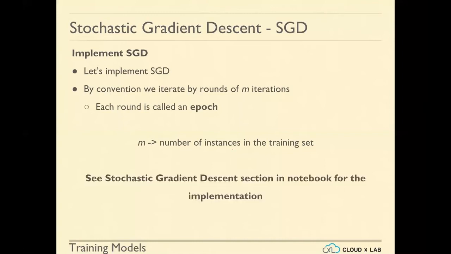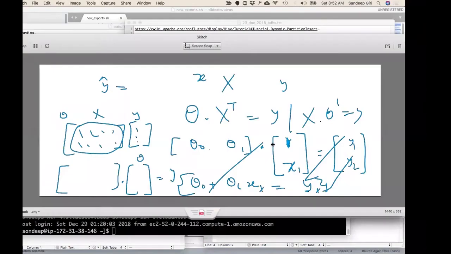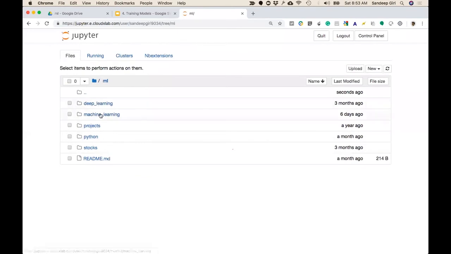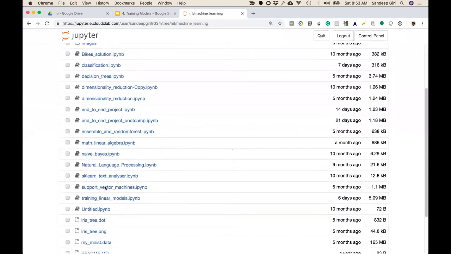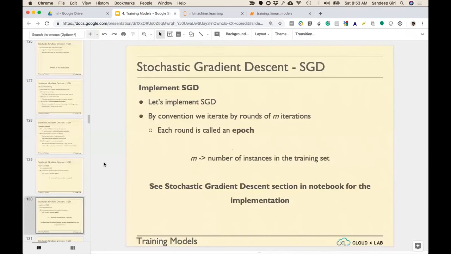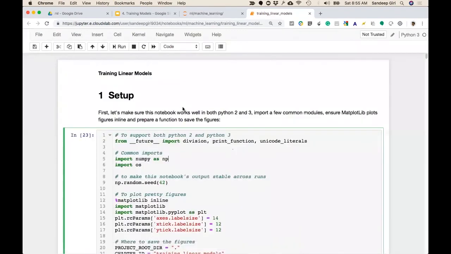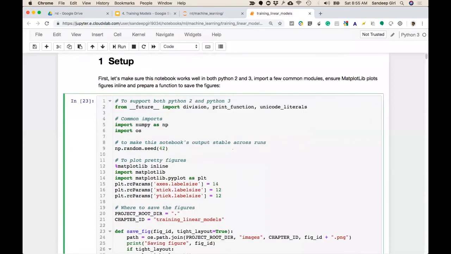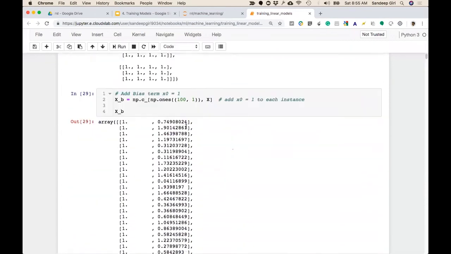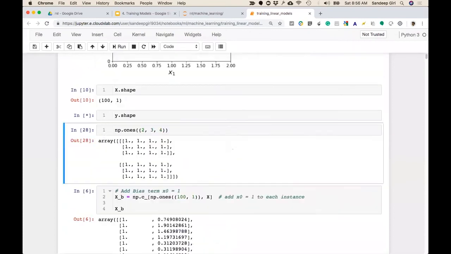Okay, let's take a look at the notebook. My ML folder is here. Then we go to machine learning and then training linear models. We're going to implement stochastic gradient descent. Let's let it open, I think that'll make more sense. Let's run the cell. Okay, let's keep moving. Let's just run everything.